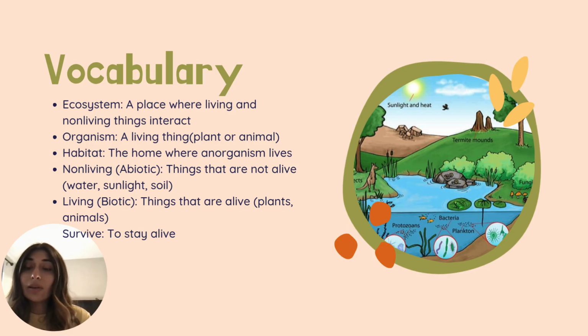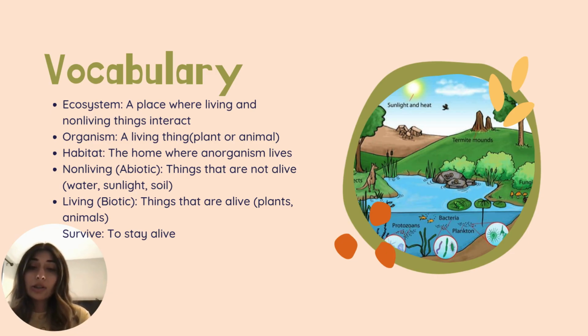An ecosystem is a place where living and non-living things interact. An organism is a living thing such as a plant or animal. A habitat is the home where an organism lives. Non-living things are things that are not alive, such as water, sunlight, and soil, and living things are alive, like plants and animals.